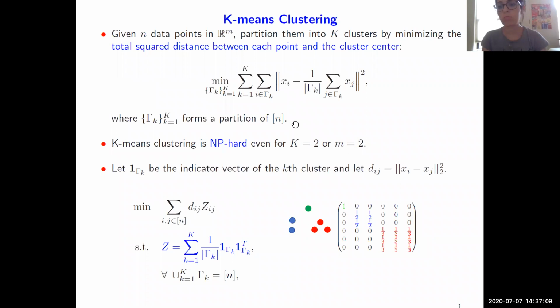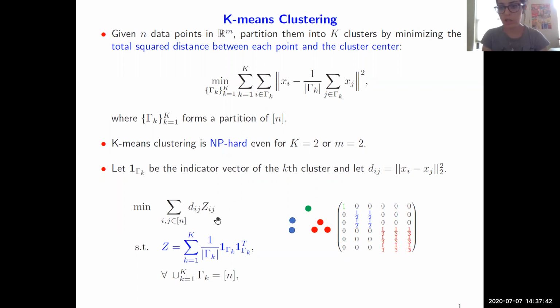All right, so as is usually customary in this area, we reformulate the problem in a way that we introduce some variables, we linearize the objective function, and then we move all the complexity to the feasible set. If I do that here, you can show that K-means clustering can be equivalently written as the problem of minimizing a linear function over the set of all partition matrices, where here I denote by Z.